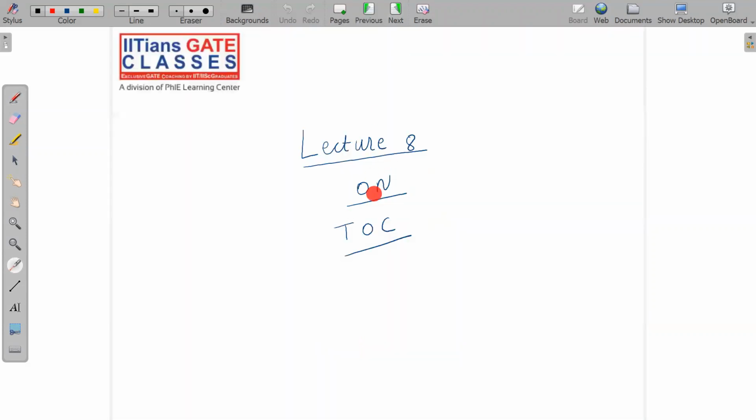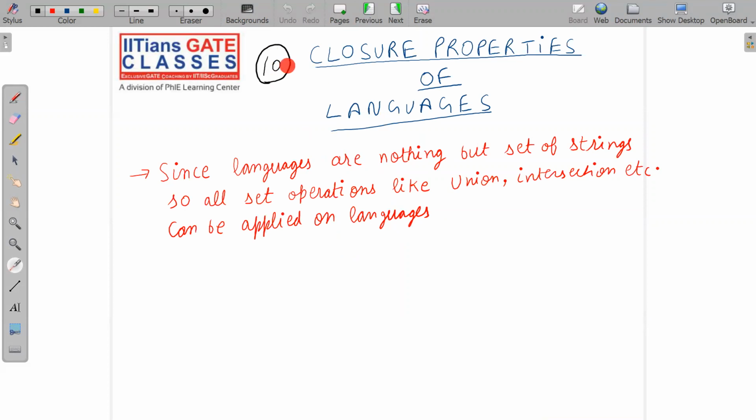This is your 8th lecture on TOC, and in this lecture we are going to start our 10th topic according to the syllabus of your second chapter, that is finite automaton and regular languages. And this 10th topic is closure properties of languages.